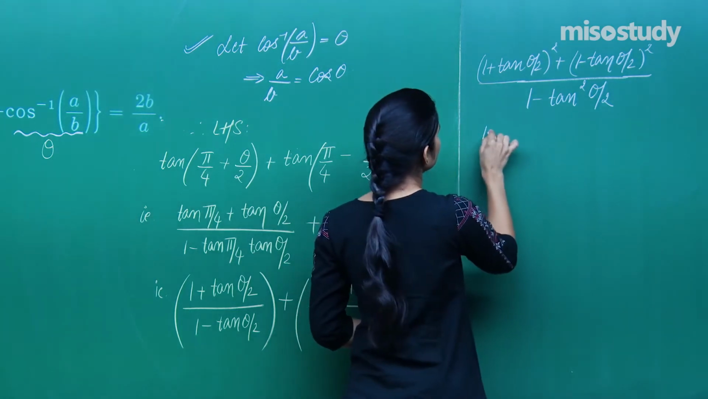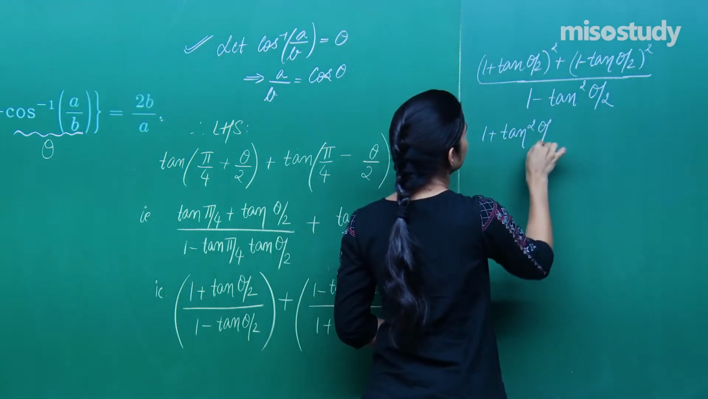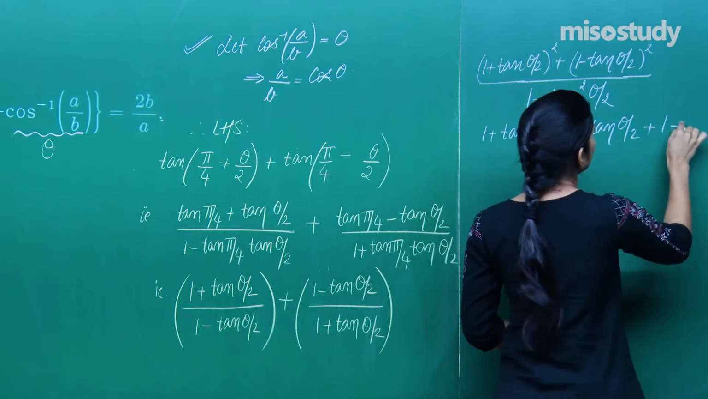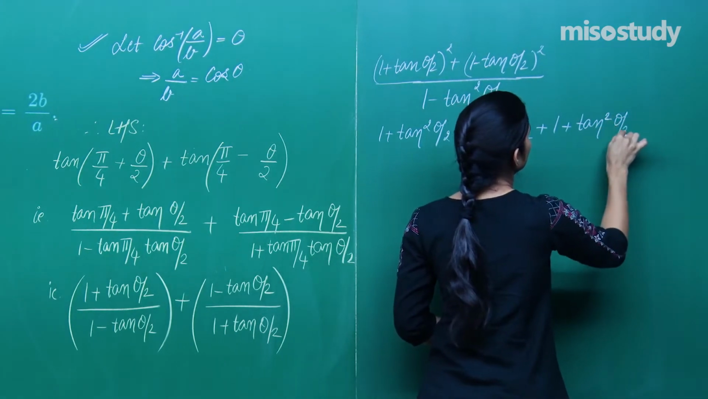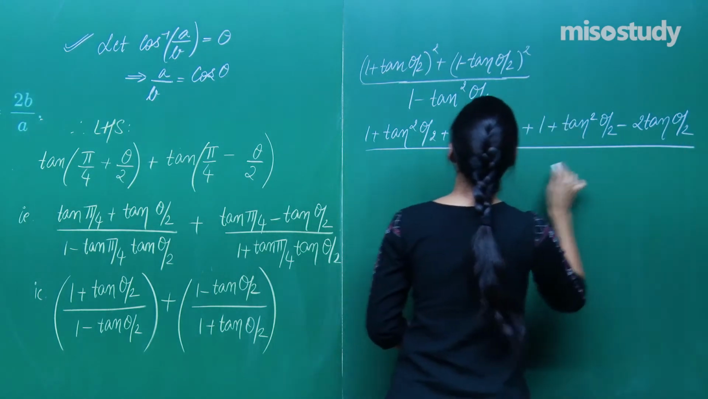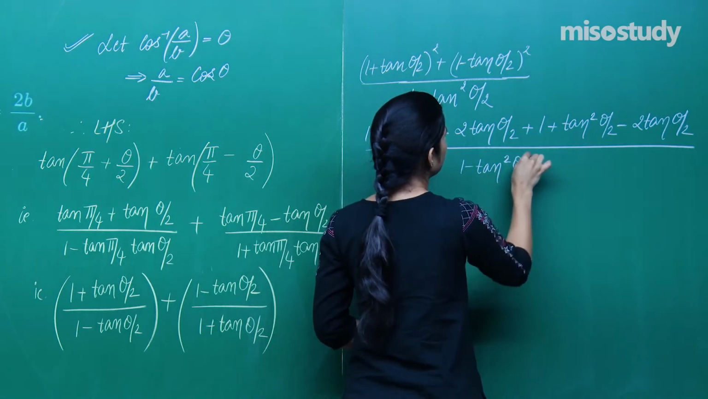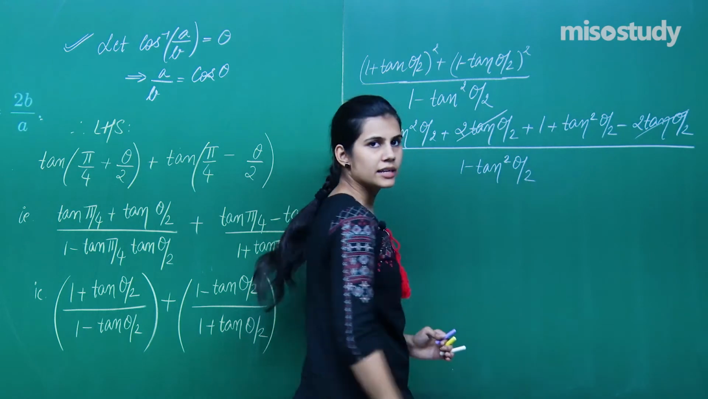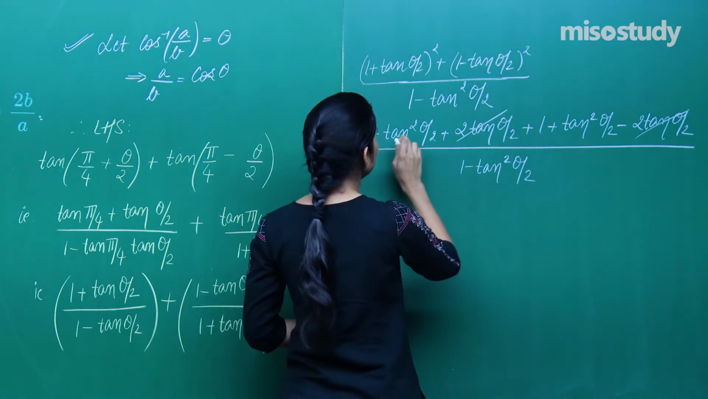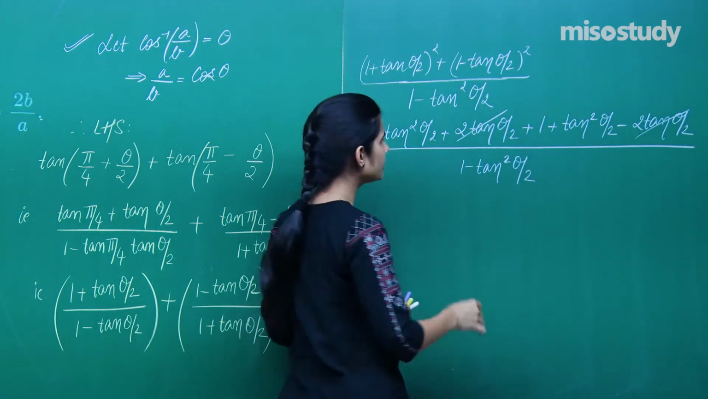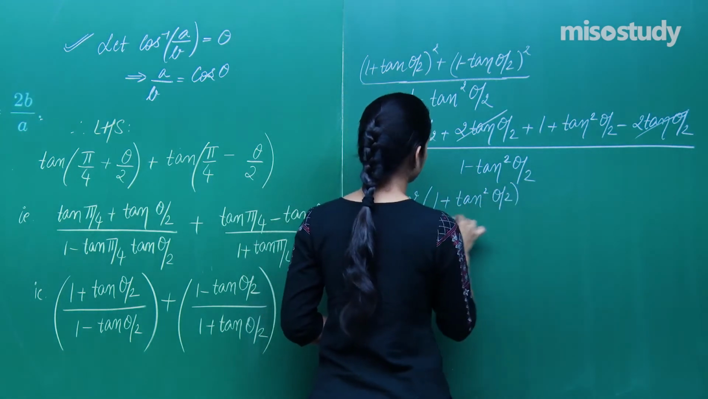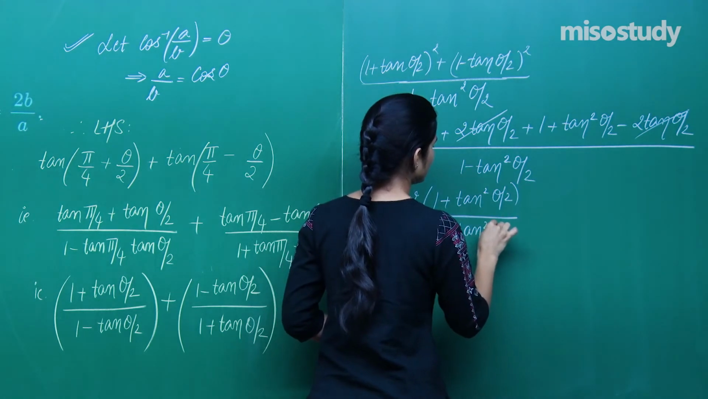This comes out to be what? A square plus B square plus 2 tan θ/2, plus again A square plus B square minus 2 tan θ/2, whole upon 1 minus tan square θ/2. Clearly this gets cancelled out. Now in this long expression, 1 plus 1 is 2, and tan square θ/2 plus tan square θ/2 is twice tan square θ/2. So 2 comes out common: 1 plus tan square θ/2 whole upon 1 minus tan square θ/2.